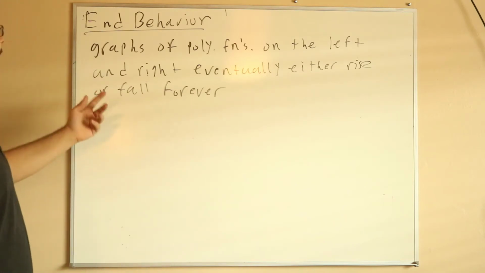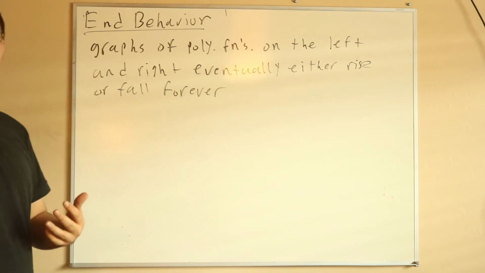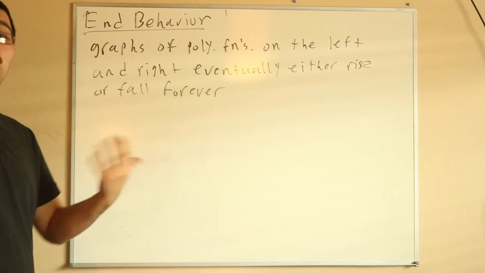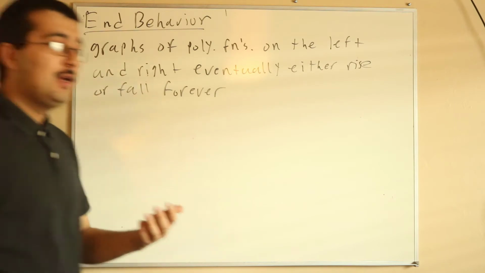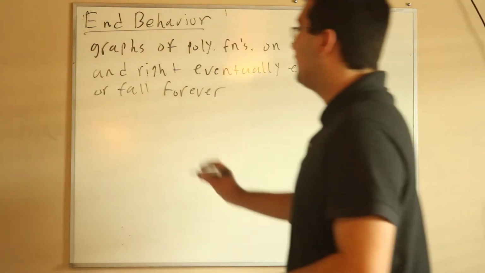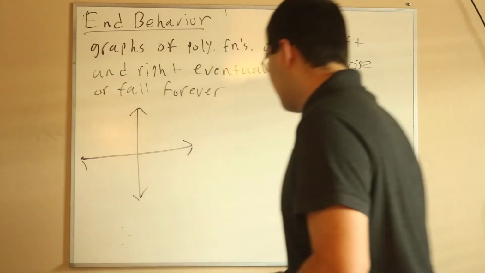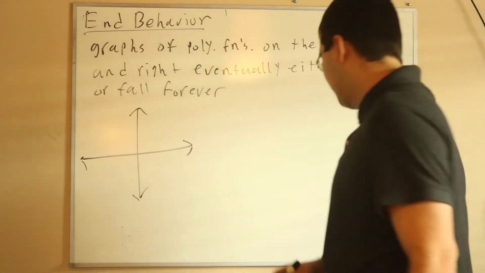And that is that the graphs of polynomial functions on the left and the right eventually either fall or rise forever. Now, what is this statement trying to say? What this statement is trying to say is basically this. Consider this random polynomial graph, all right?